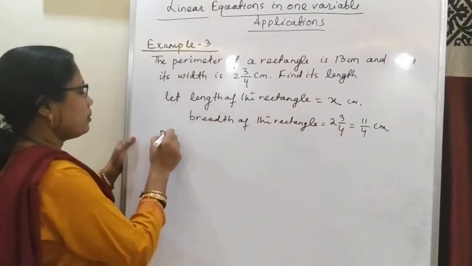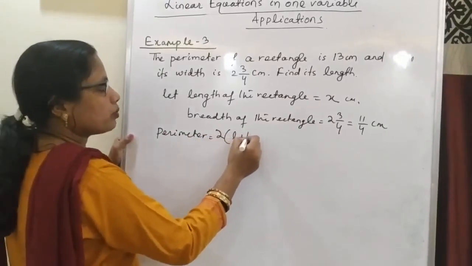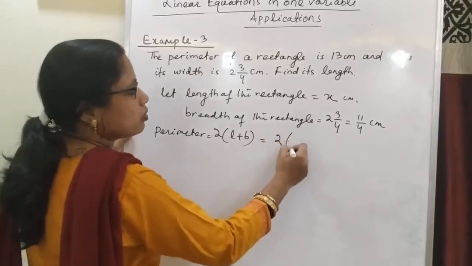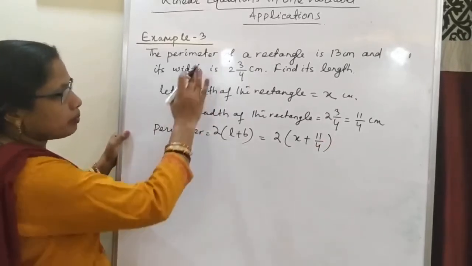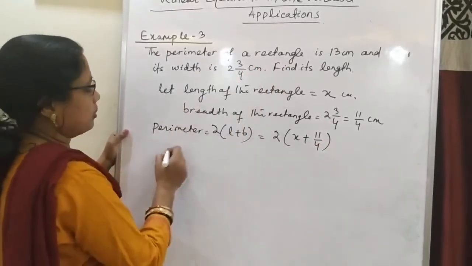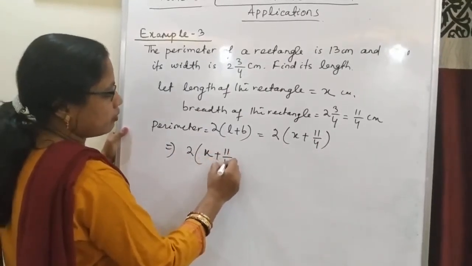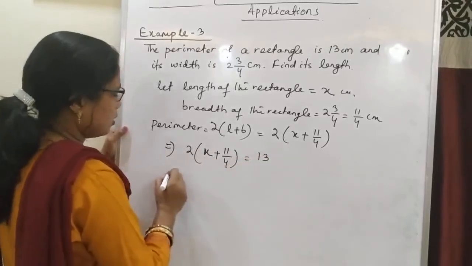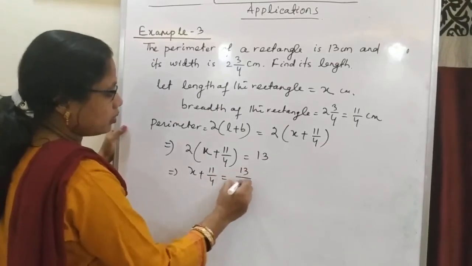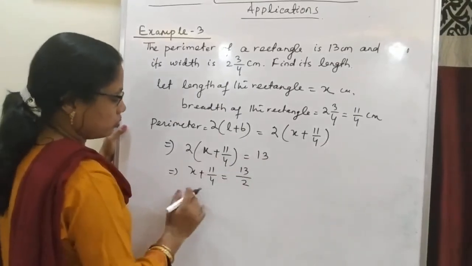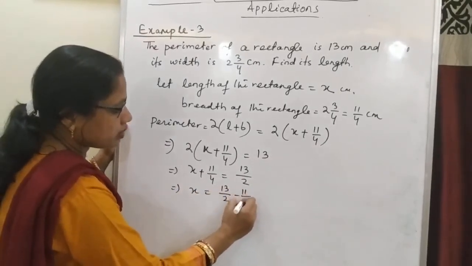Then we know the perimeter is equal to 2 whole into length plus breadth. So this is equal to 2 multiplied with x plus 11 by 4. But here it is given that the perimeter is 13 centimeter. So 2 whole into x plus 11 by 4 is equal to 13. So x plus 11 by 4 is equal to 13 by 2. Here I divide both sides by 2. So x is equal to 13 by 2 minus 11 by 4.